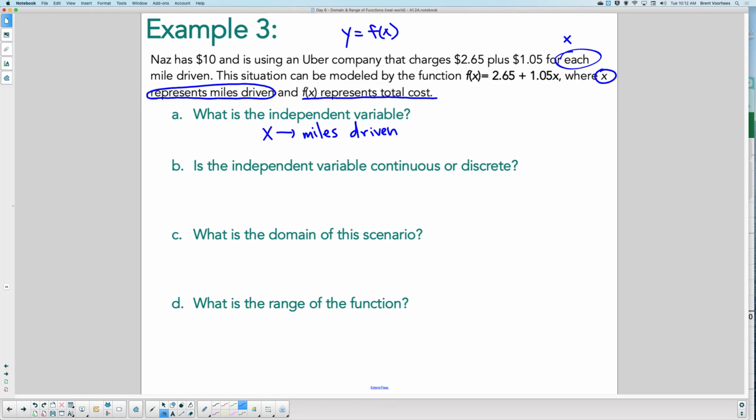Is the independent variable continuous or discrete? Okay, here's the question. If you were looking at a map to figure out miles you drove, would you count the miles or would you measure on a map? You would measure. This one's measurable. I'm going to write the word here, measurable, above. So we are continuous this time. You would measure the miles that you drove.